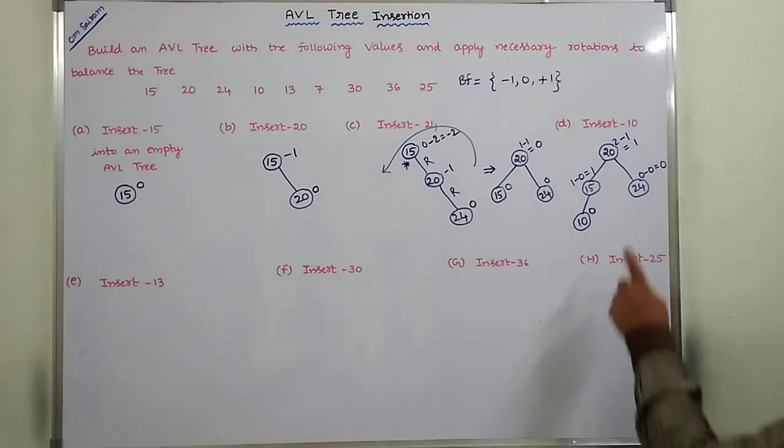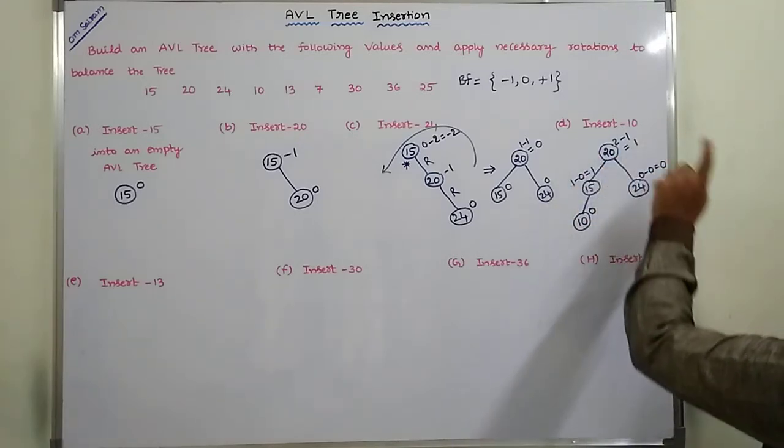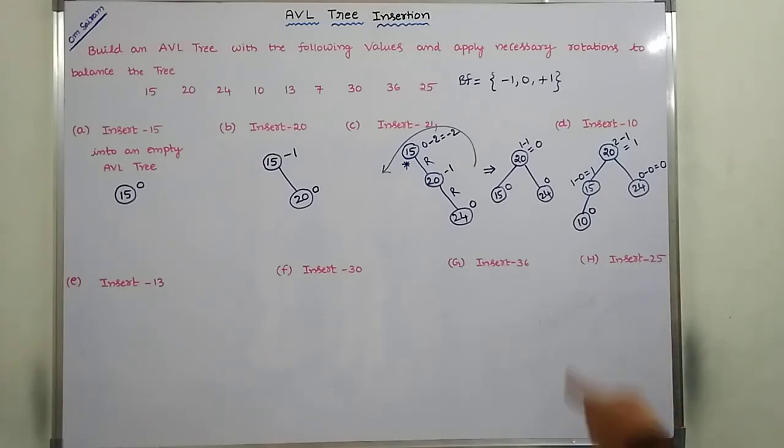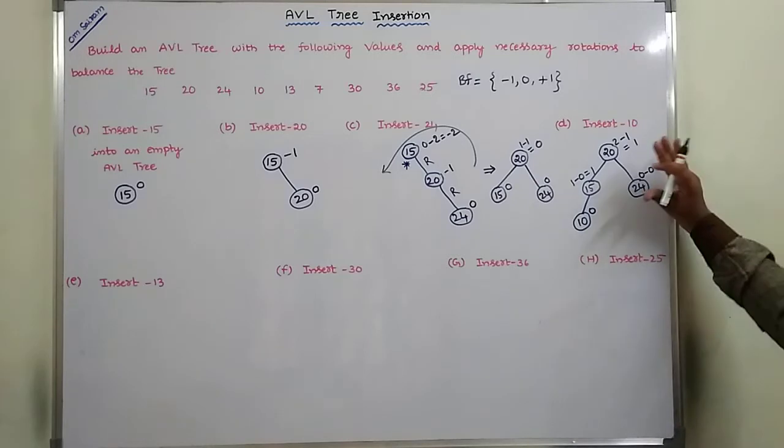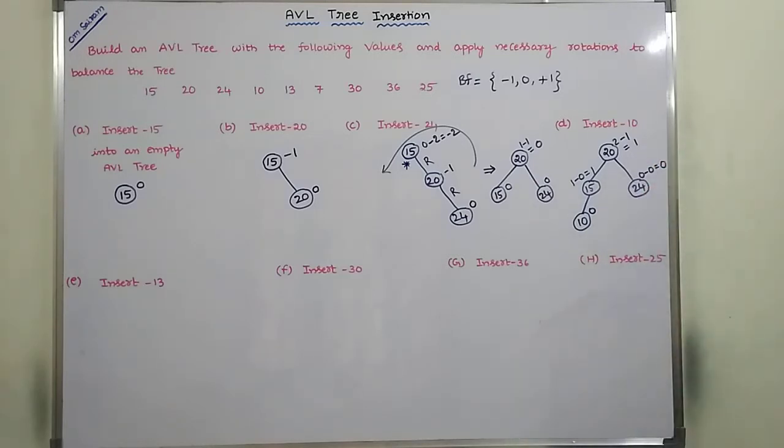What are the balance factors we are getting? 0, 1, 0. That means 0 and 1 are valid balance factors. So now it becomes an AVL tree. Okay.